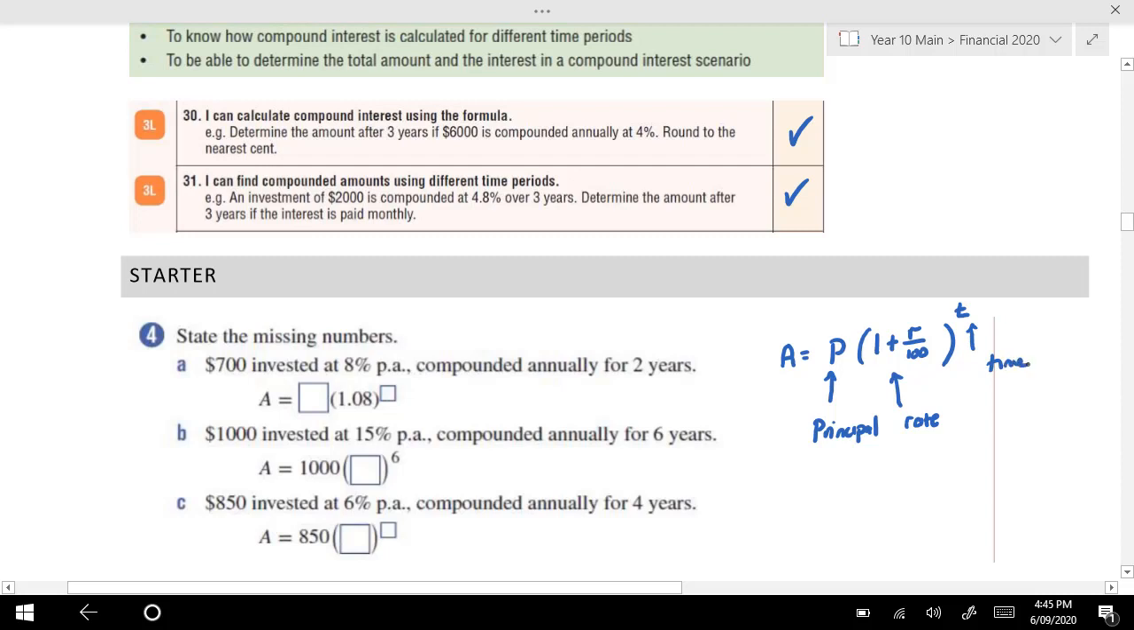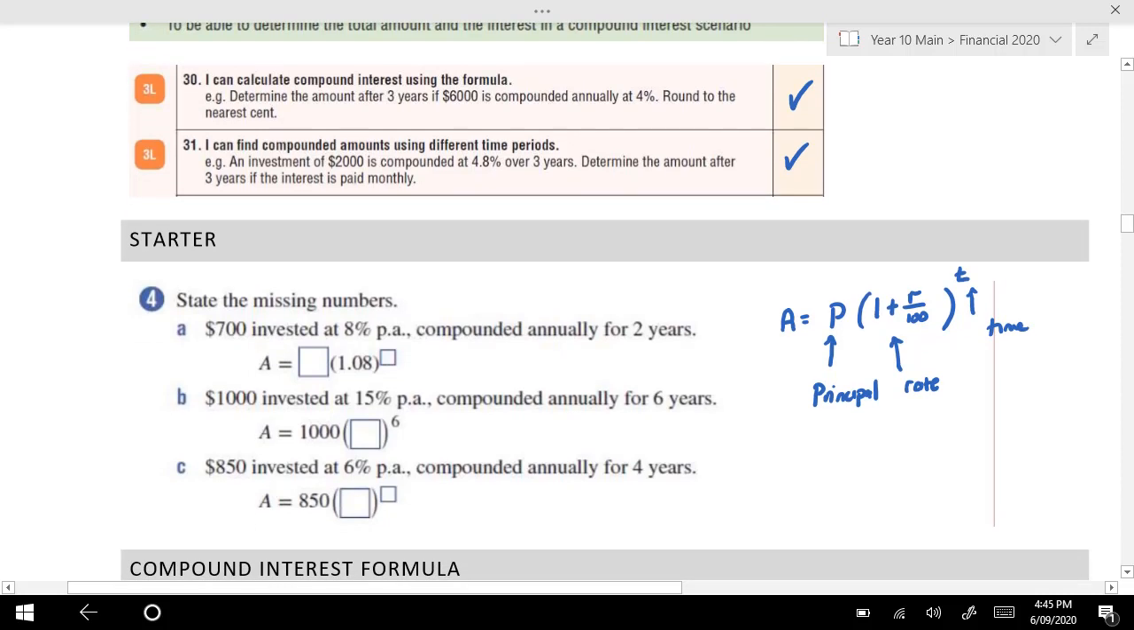When doing some of these, I just want to fill in these gaps for you. If I had $700 invested, then the principal, the 700, would go out the front. 8%, how do I get that? Well, 1 plus the rate, which is 8%. 8 over 100 as a decimal is 1 plus, well, let's get the 8, move it 2 decimal points back. So 1.08. And 2 years, to the power of 2.